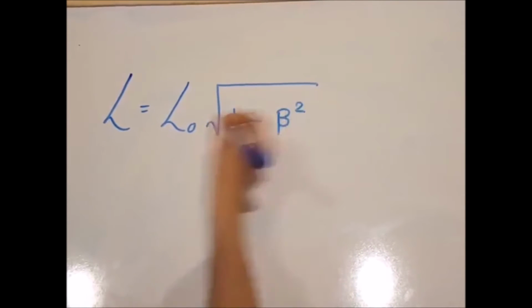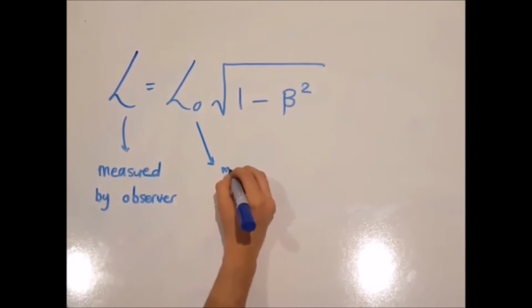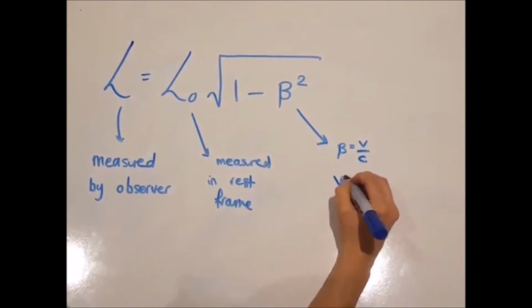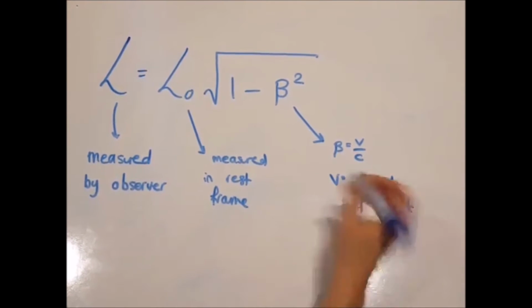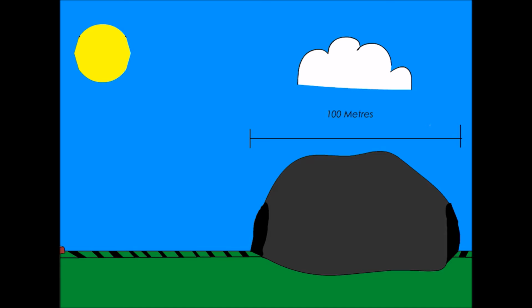So as things get closer to the speed of light, their dimensions get smaller. This relationship for length contraction is given by this equation, where L is the length as measured by the observer, L0 is the length measured in the object's rest frame, and beta is v over c, where v is the speed of the object and c is the speed of light. So now let's take a look at the relativistic example.